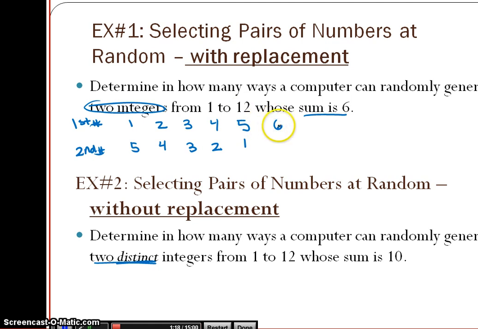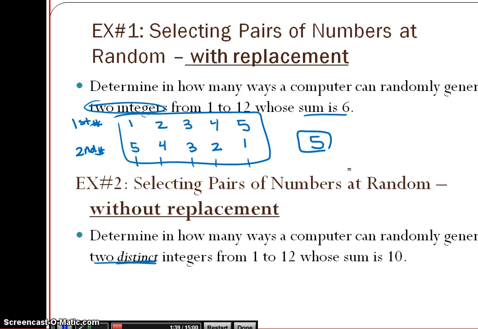The first number, if that's 6, this would have to be 0, but the numbers are 1 through 12, which means we can't have that. These are all the possible options. So we have 1, 2, 3, 4, 5 different possible ways where the computer can generate two integers from 1 through 12 whose sum is 6.